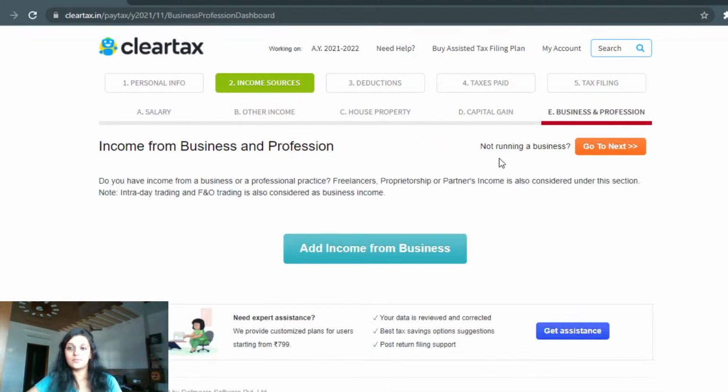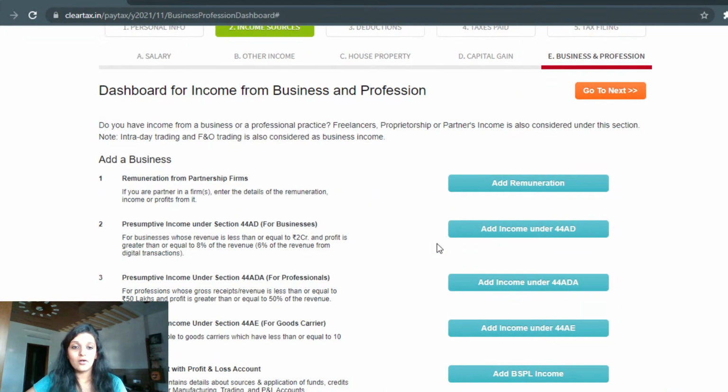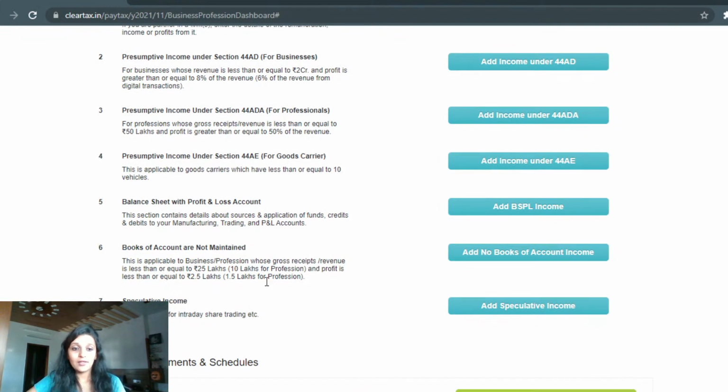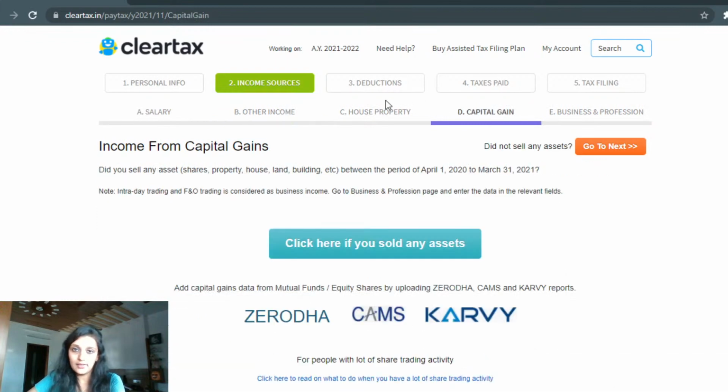When you go to the business and profession head, if you have any income, say from freelancing, or any presumptive income or any speculative income, accordingly enter all those income details in the respective head and continue. So whatever income you have, enter it in the respective heads of income. All the 5 heads of income are mentioned clearly in this income sources head. Due to this it becomes very easy for you to see what all income you have, and one by one you can enter it and proceed.